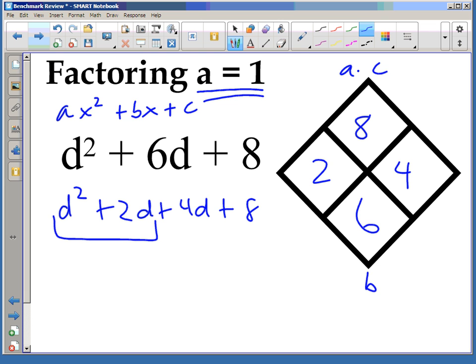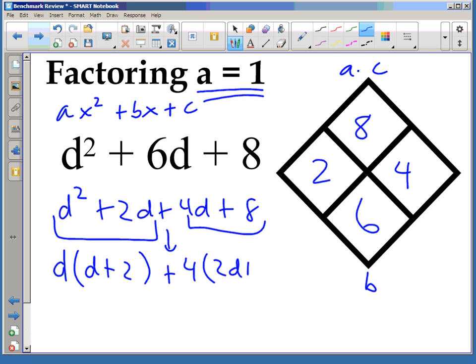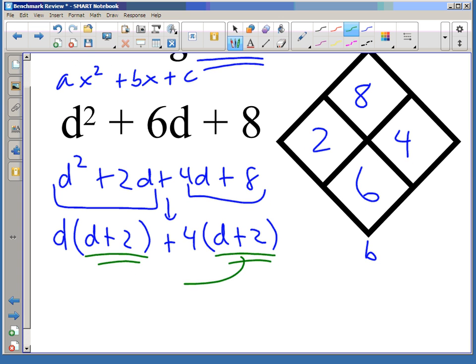With a little box underneath the two sets of factors, we need to find the greatest common factor. In this case, you always get a variable out of the first two, leaving d plus 2. Bring down the plus, factor out a 4. You're left with d plus 2. And then what you notice is a common binomial. A binomial is called that because there are two terms that can't be combined. And we simply factor that out, getting d plus 2 times what's left, d plus 4.